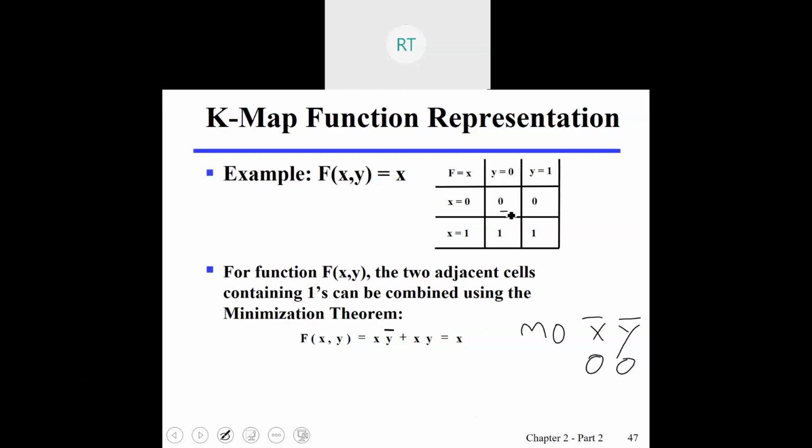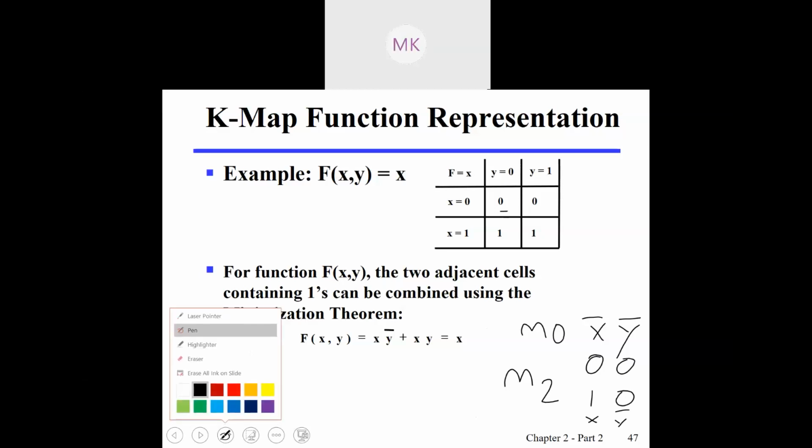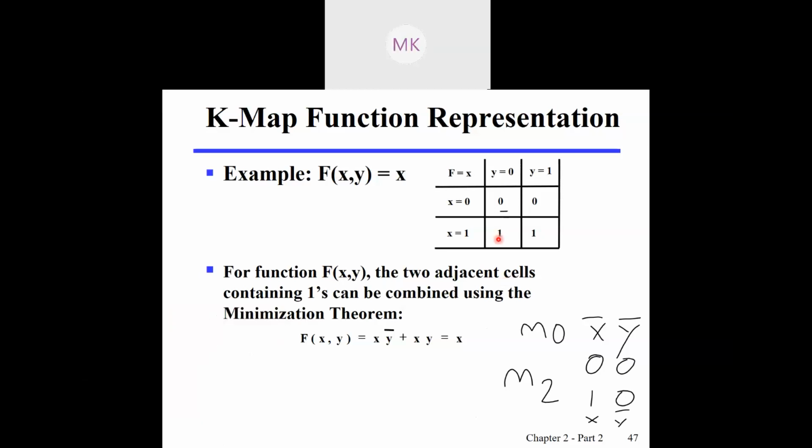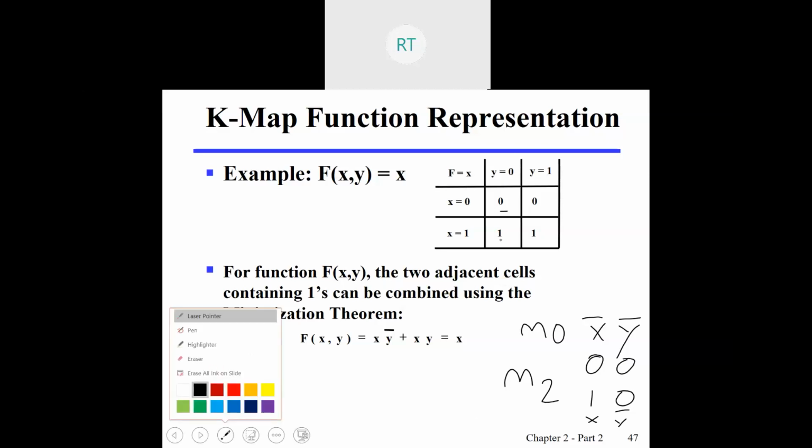Yes, doctor. Okay, you tell me now, where is M2? One on the right. Okay, M2 is 1, 0, so it's X Y bar. So it's the one to the right on the bottom. Yes, I agree. Okay, clear? Did you get it, please?